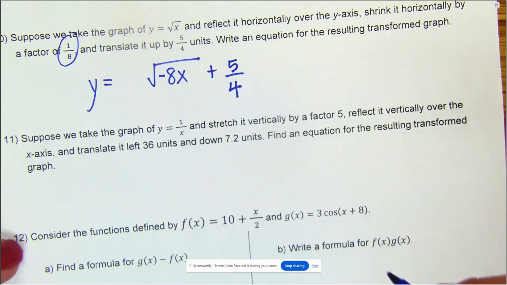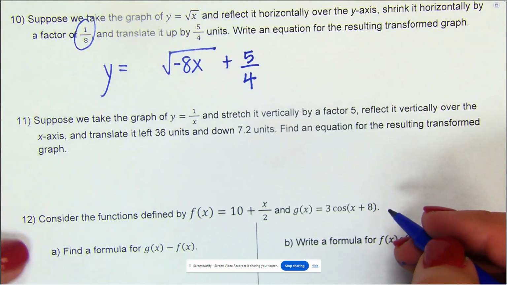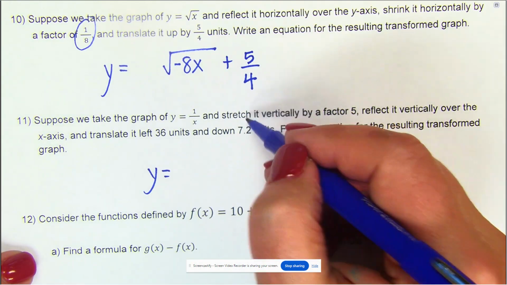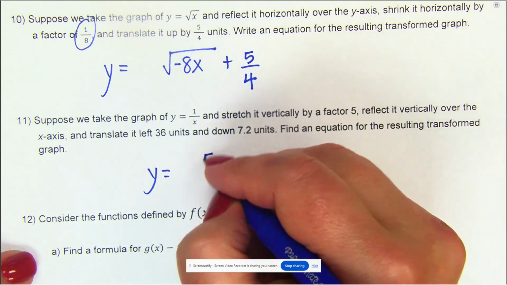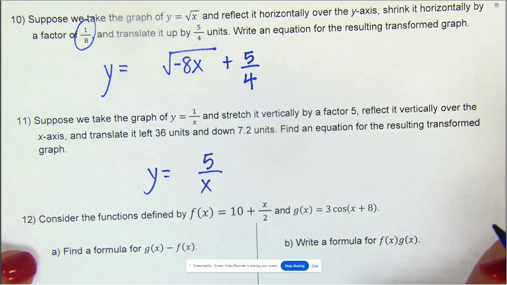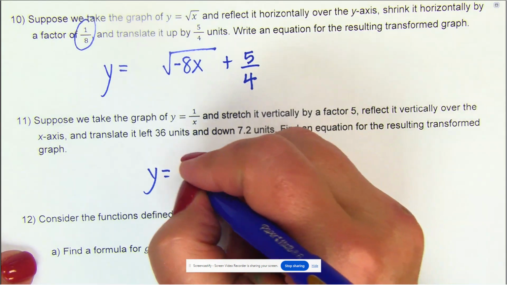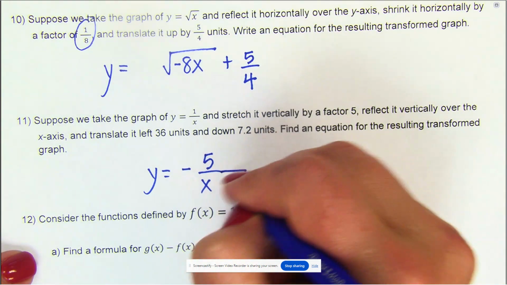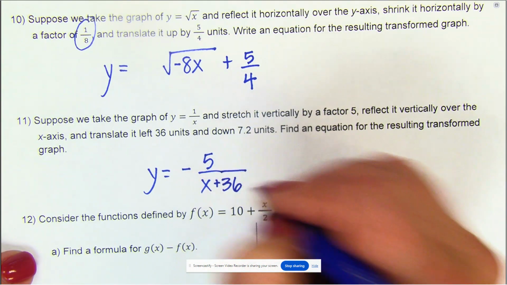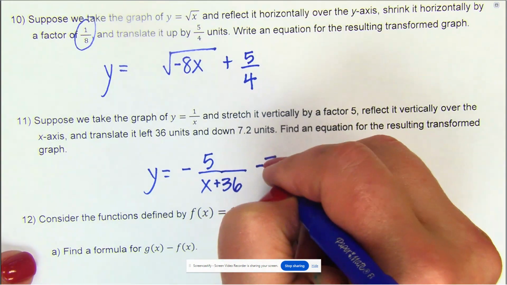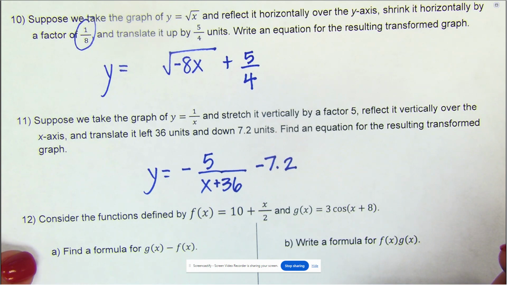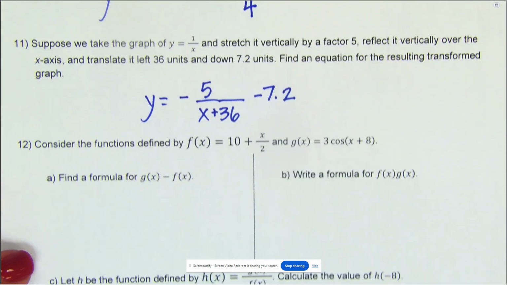All right, now next one, parent function is a reciprocal function. So let's see, we're going to stretch it vertically by a factor of 5. That's going to make that a 5. Reflect it vertically, that's going to put a negative out here. Translate it left 36, so that's going to be plus 36, and down 7.2. Did I do everything? Yep. Okay.